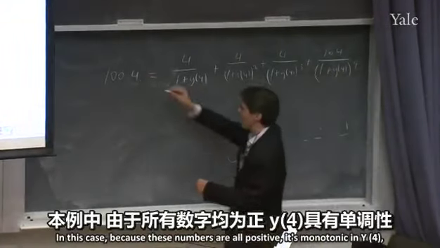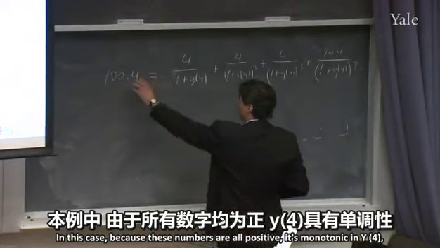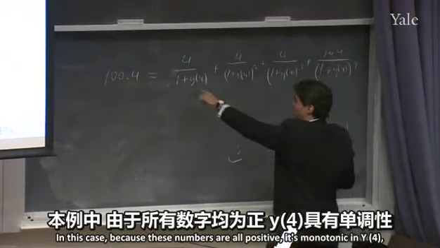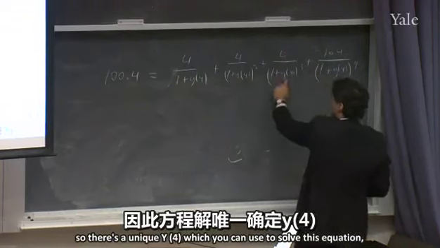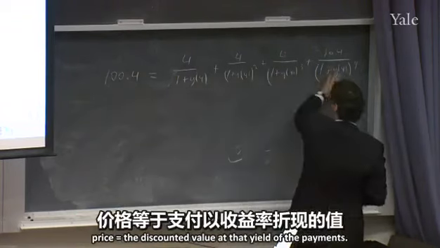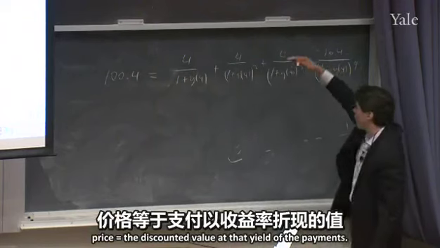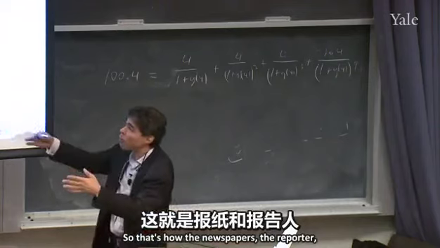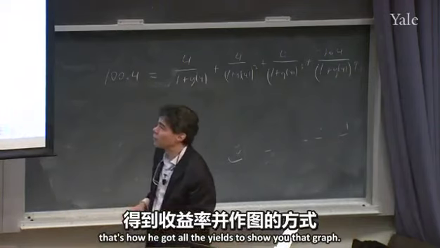Okay, and then in this case, because these numbers are all positive, obviously it's monotonic in y of 4, so there's a unique y of 4, which you can use to solve this equation: price equals the discounted value, at that yield, of the payments. Okay, so that's how the reporter got all the yields to show you that graph.